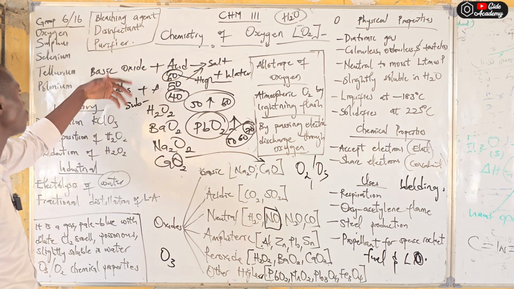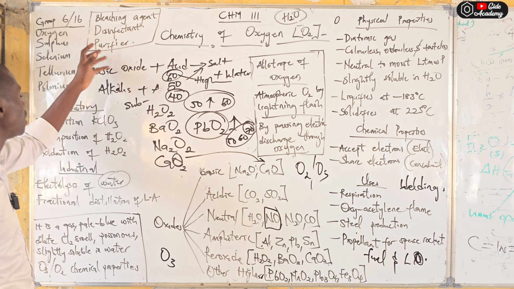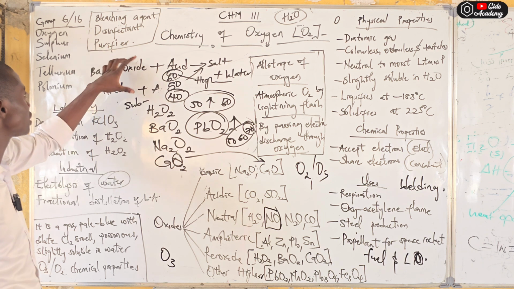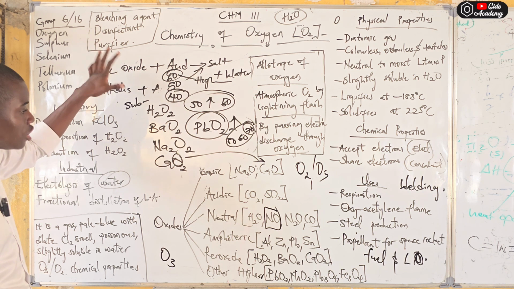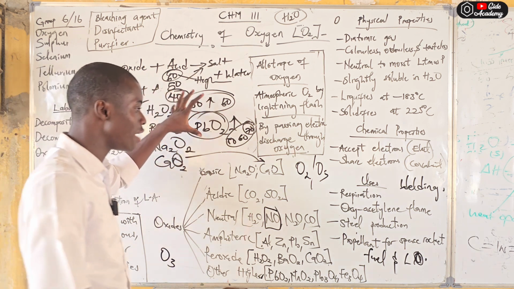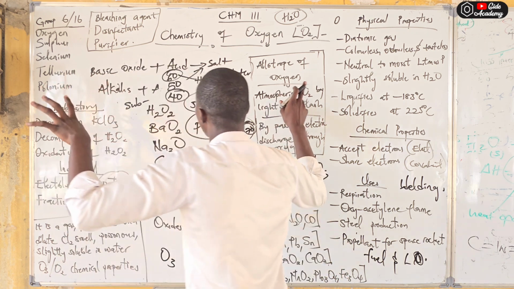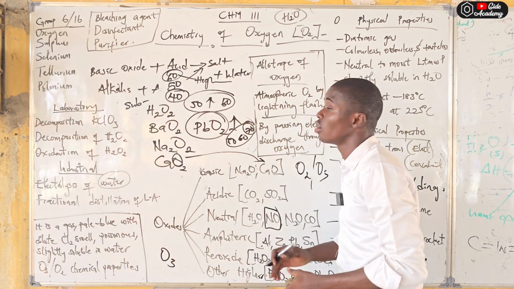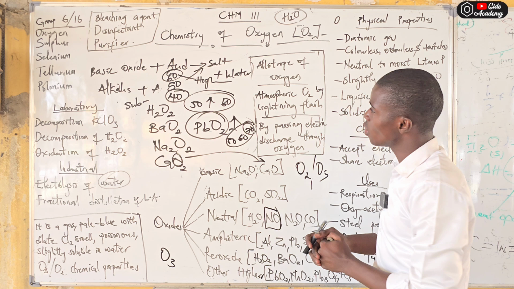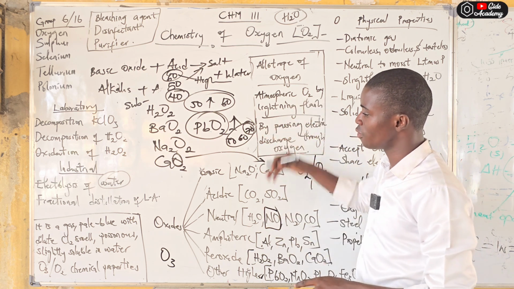These are some of the uses of ozone. It is used as a purifier. It is used as a disinfectant. It is used as a bleaching what? Agent. So that is everything about the chemistry of oxygen.